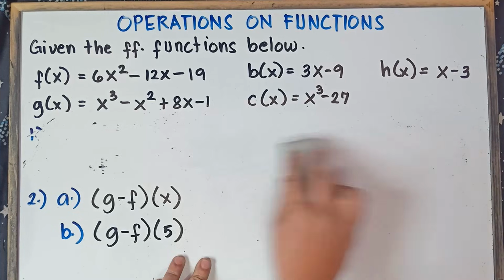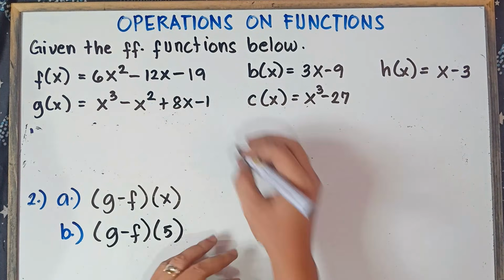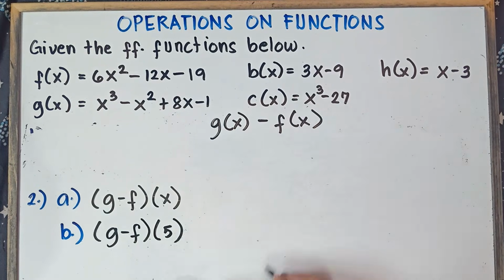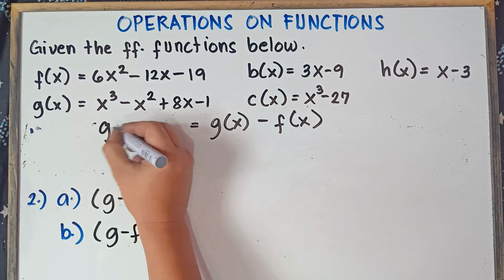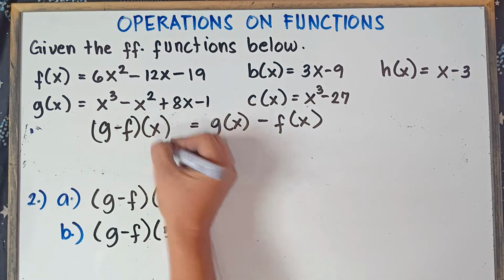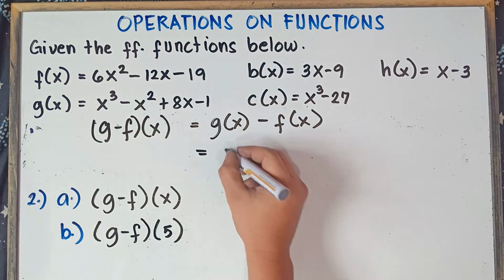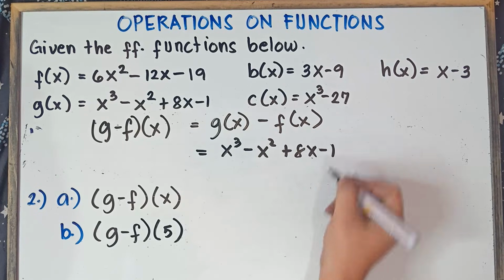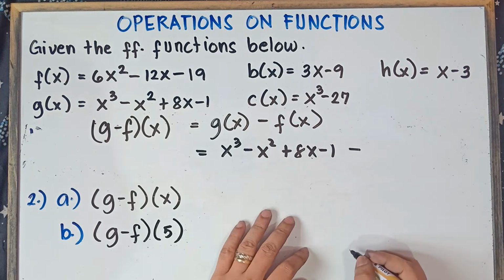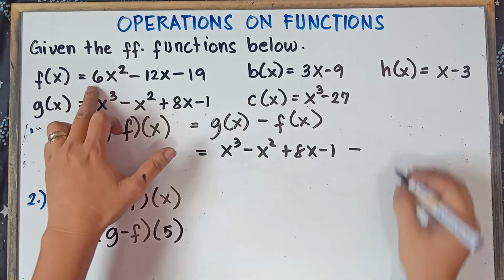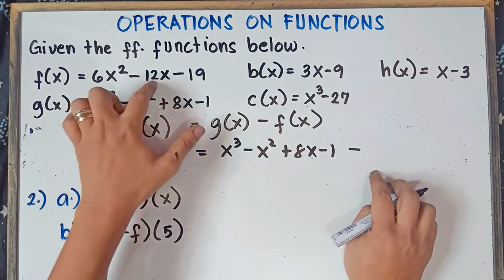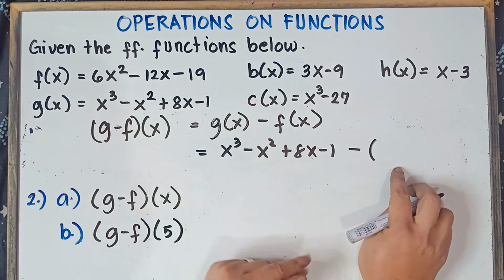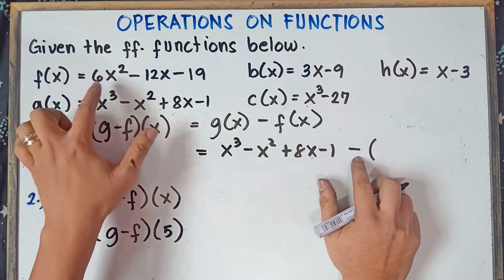Alright, so for number 2, we can write this one, G of X minus F of X. Alright, and that would be equal to G minus F of X. Alright, so G of X, that would be X cubed minus X squared plus 8X minus 1. Copy minus sign. And then our F of X, given F of X, that would be 6X squared. Now, since this is trinomial, class, we need to put parentheses. So, parentheses minus, once again, class, we need to put parentheses, class, because this is trinomial.